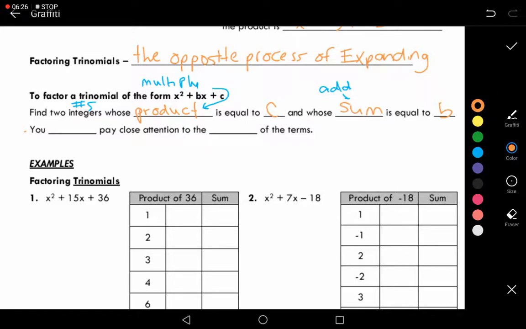Okay, so we must pay close attention to the signs of the term. By that I just mean negative or positive. That's what I mean by sign. Is it negative or is it positive? Okay, so let's do some examples here to help you better understand that definition.